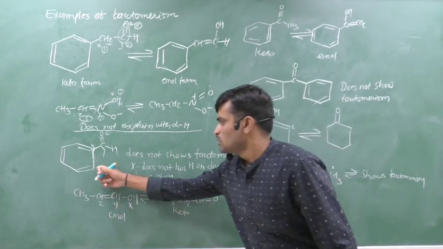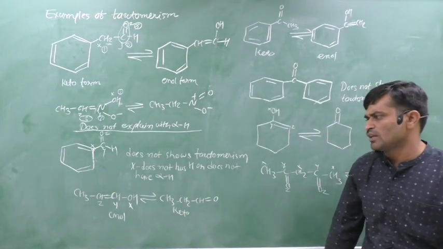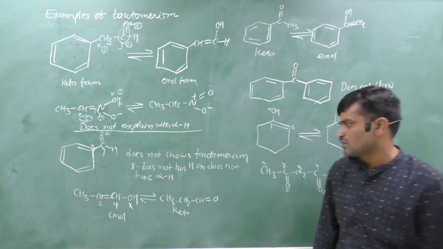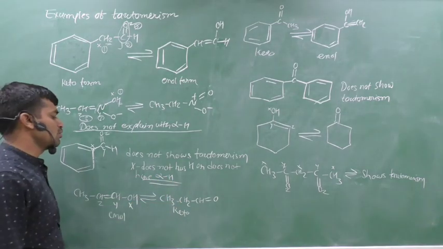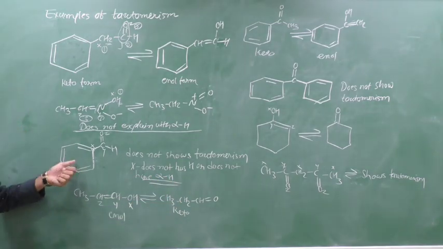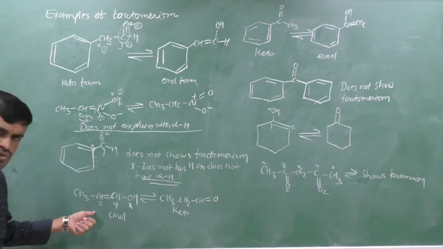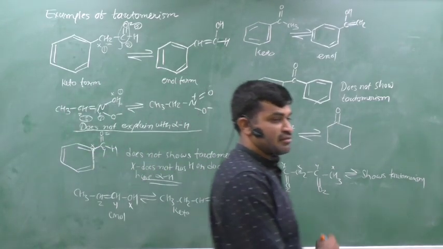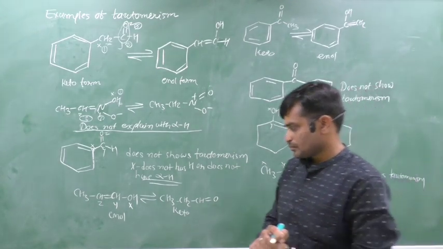This compound does not show tautomerism because X cannot have an alpha hydrogen atom. It is nothing but benzaldehyde. Benzaldehyde does not show tautomerism. Next example is like that. This example also is not explained with the help of alpha hydrogen, friends. We can explain it with the help of X, Y, Z.